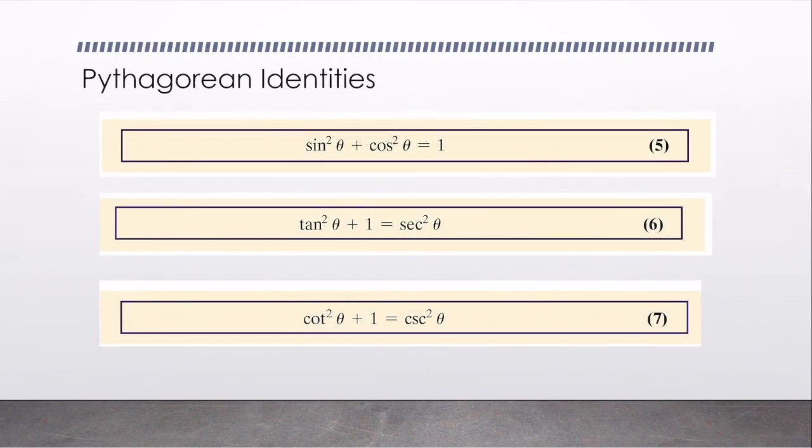The last 3 identities are the Pythagorean identities, and these come from our unit circle, right? I've got x squared plus y squared equals 1, right? That's kind of the same as sine and cosine, because sine's y, cosine is x. So I have that sine squared of theta plus cosine squared of theta is 1. Tangent squared theta plus 1 equals secant squared theta. And cotangent squared plus 1 is cosecant squared of theta. So these are our Pythagorean identities.